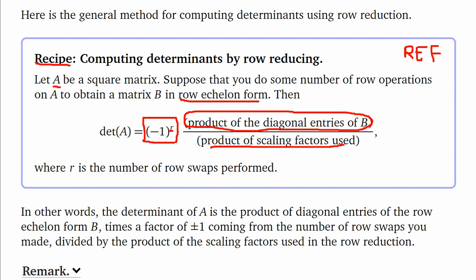Now, it turns out that this denominator is not needed. We can always reduce to REF without using scaling factors, without multiplying a row by a non-zero scalar. But in general, this is true. Okay, so what are we going to do? We're going to go to REF. We're going to remember how many row swaps we had to do while getting there. We're going to avoid this. So then I'll just calculate the product of the diagonal entries times a positive or negative 1.